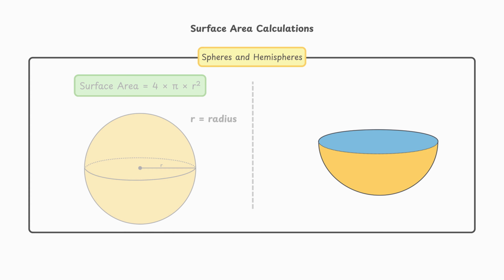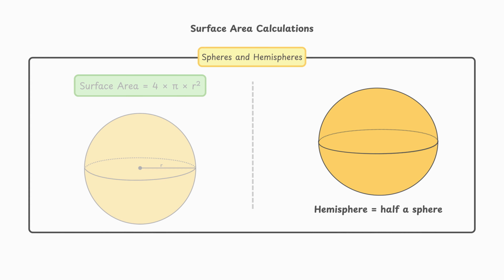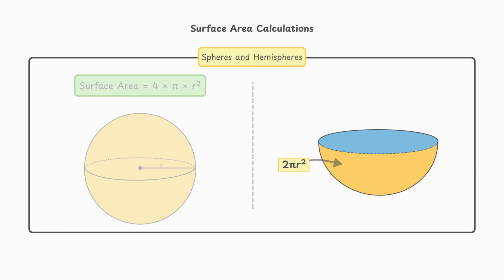Now let's look at the hemisphere. A hemisphere is half of a sphere. But when we find the surface area of a hemisphere, we must be careful. A hemisphere has 2 outer parts. First, it has the curved surface around the outside. This curved part is half of the surface area of a full sphere. So the curved surface area is 2 pi r squared.